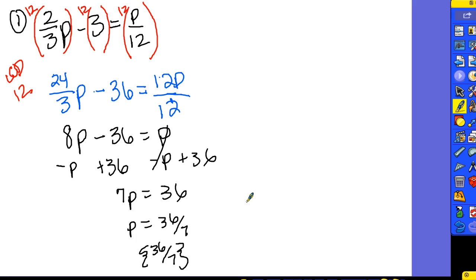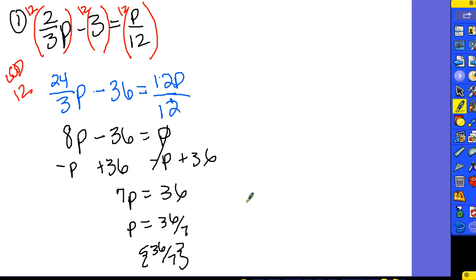And then what I'm going to tell you is this. Because that problem started with fractions, I want the answer to remain a fraction. And I don't want it in a mixed number. Leave it in proper form. Just make sure that you can't simplify it. And you can't simplify 36/7.